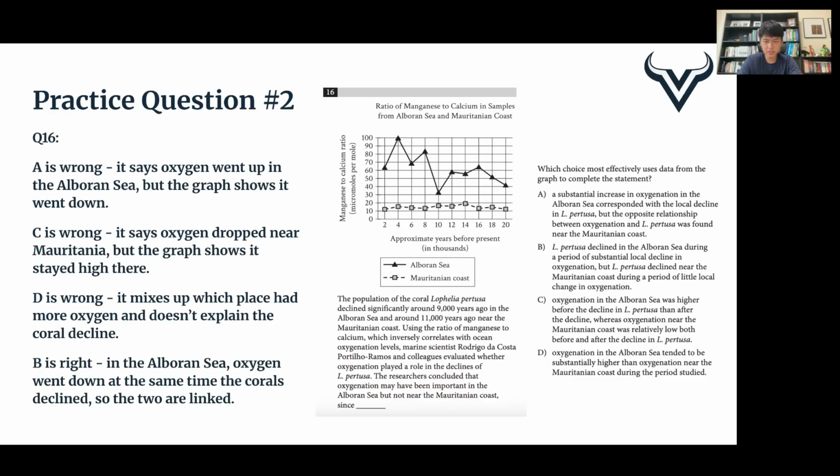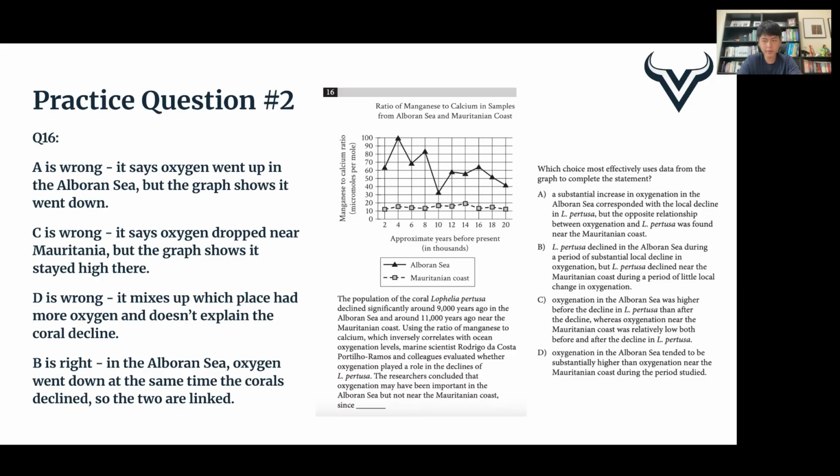Okay, let's go over each of the answer choices. In this question, A is wrong because it says that oxygen went up in the Alboran Sea, but the graph clearly shows that it went down, so this contradicts what the data says. C is wrong because it says that oxygen dropped near Mauritania, but the graph shows that it stayed high there, so again, this is not consistent with the data. D is also wrong because it mixes up which place had more oxygen and doesn't explain the coral decline. B is the only option that is correct because in the Alboran Sea, oxygen went down at the same time the corals declined, so the two are linked, and it is the correct answer.